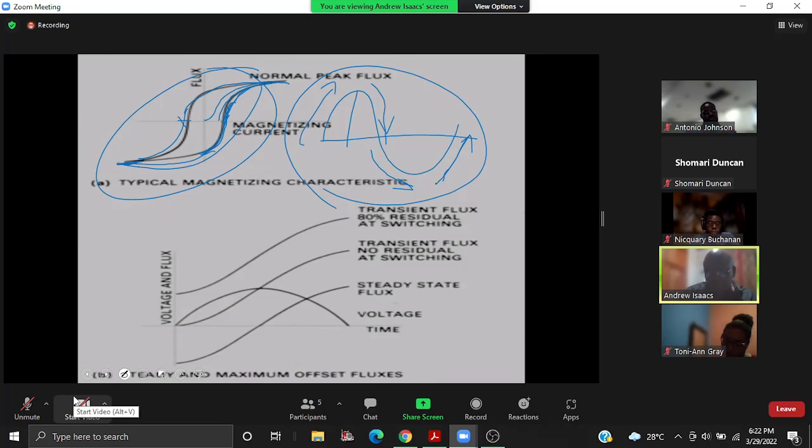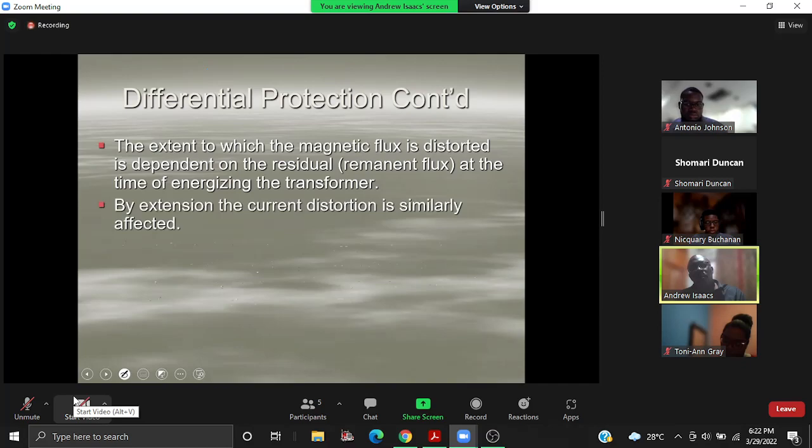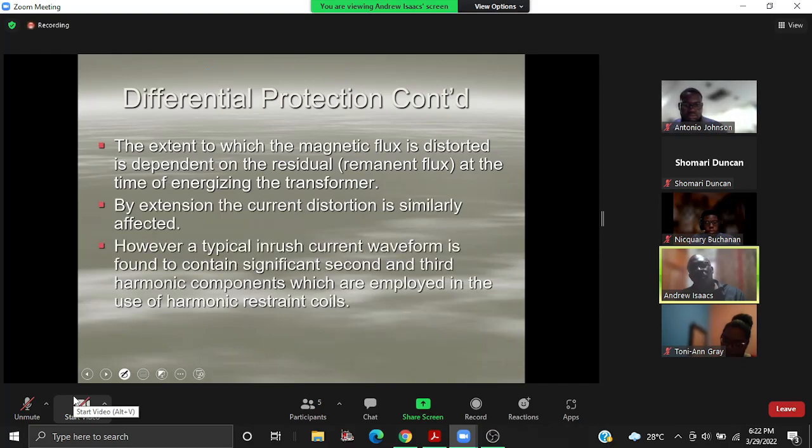Now, to mitigate against this, all right? There are 2 things, or 2 primary ways that we use to ensure that the differential system does not operate. One is that the inrush current has what we refer to as significant second and third harmonic components.